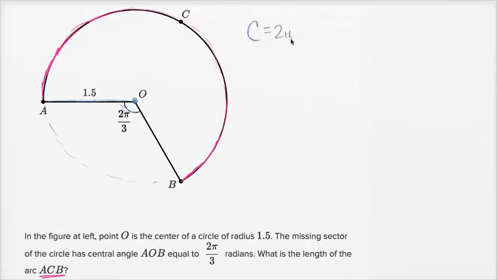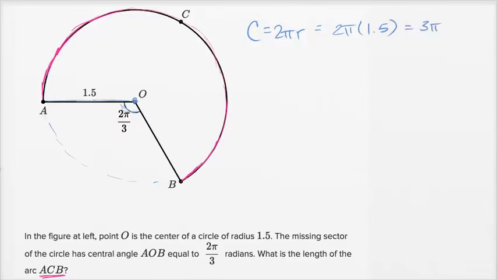Circumference is equal to 2 pi times r. In this case, our radius is 1.5. It's going to be 2 pi times 1.5. Now 2 times 1.5 is 3. And so this is going to be equal to 3 pi. So the circumference of the entire circle is 3 pi.